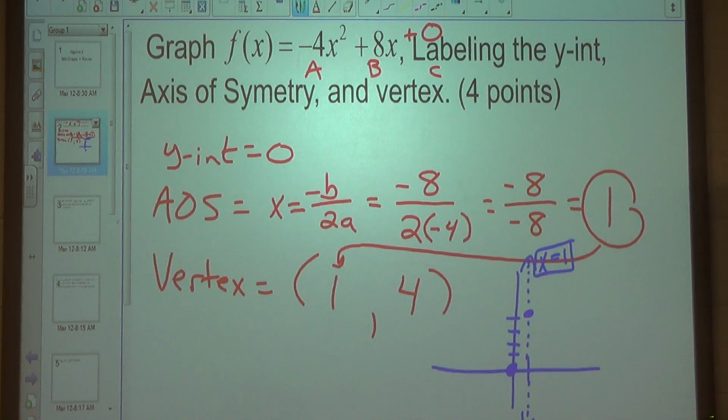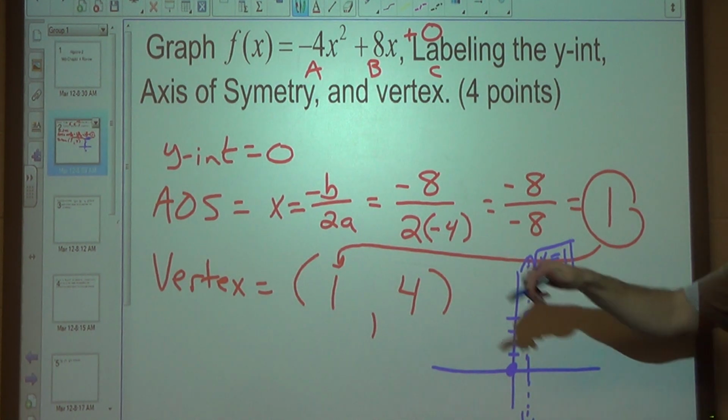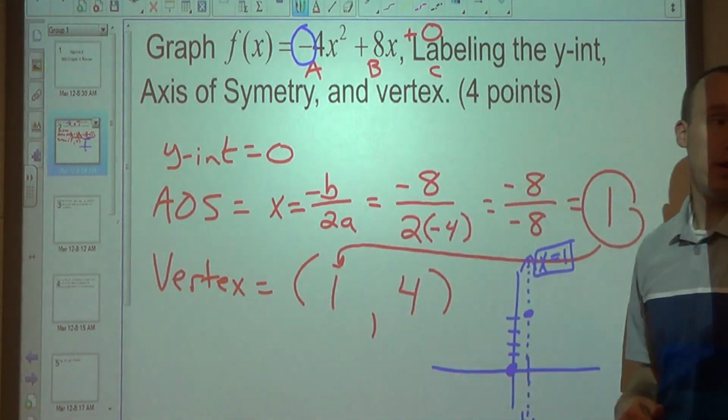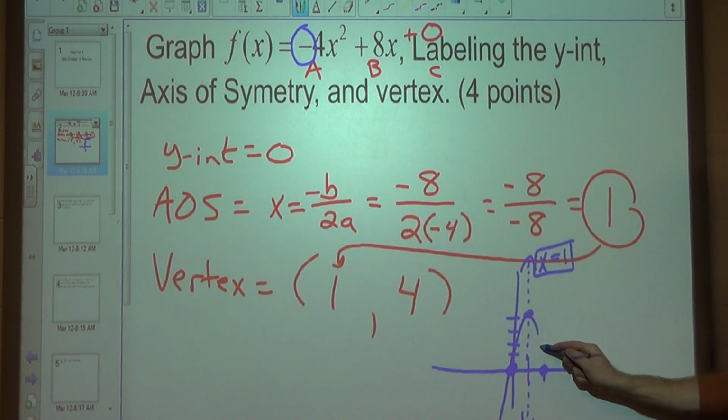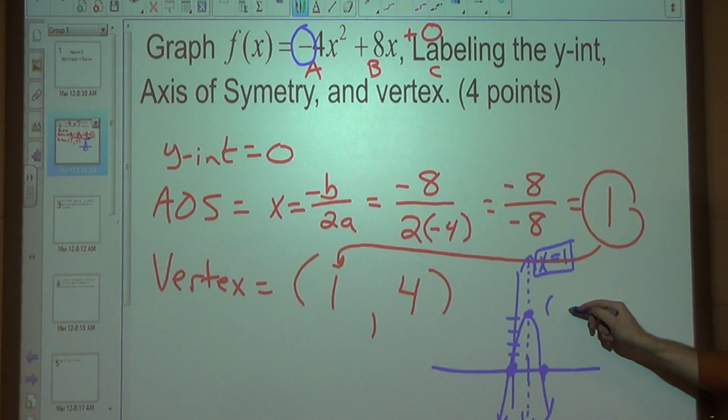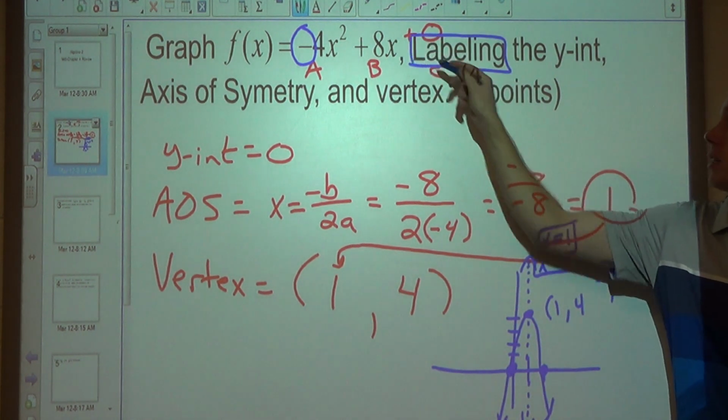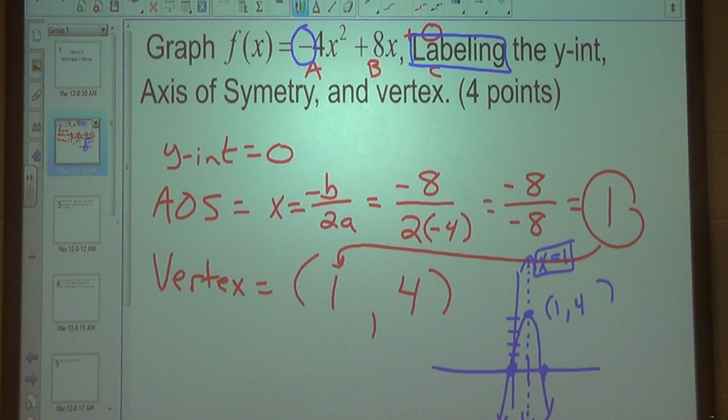Okay. And what do you know about frowning? It's frowning. How do I know it's frowning? Good. Because of that negative out in front, so it's frowning. And what do I know about this distance from here to here? Shouldn't that be the same distance in the other direction on the axis of symmetry because it folds over itself? So then now I would know that that is my parabola. Questions on that? And then you would label your vertex as 1, 4. It does say label, so just make sure that we label that tomorrow on the test. Questions on that one?